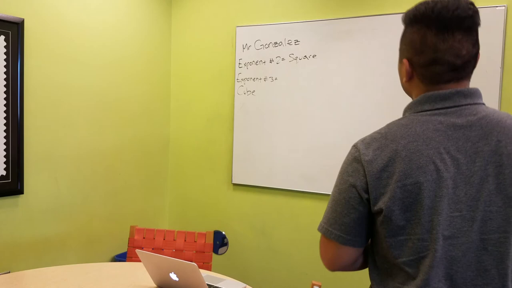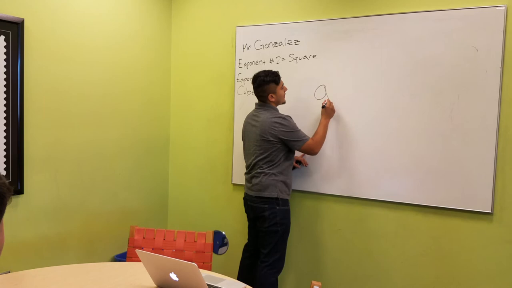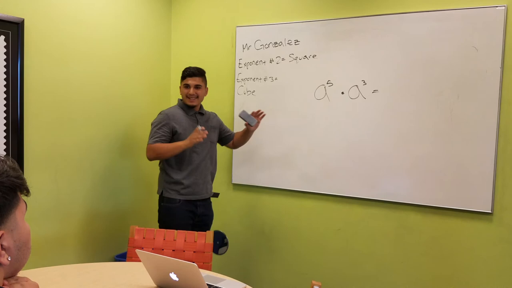How to multiply exponents. Okay, so let's say we have, we'll use letters for right now, A to the power of 5 times A to the power of 3. So what do you think we're going to do here?